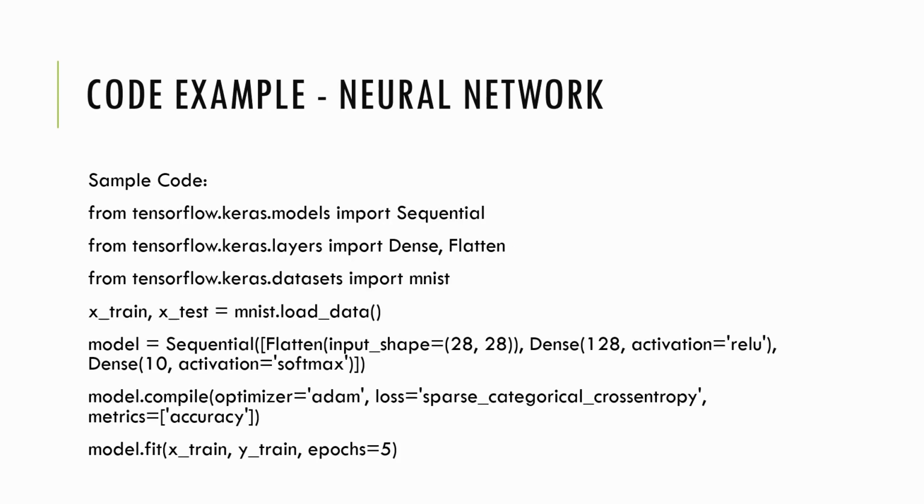Here's a basic example of how to build a neural network using TensorFlow and Keras. First, we import the necessary modules. Then we load the MNIST dataset and normalize the data. Next, we define the model architecture using the Keras Sequential API, adding layers like flatten, dense, and the output layer with a softmax activation function. Finally, we compile the model, specifying the optimizer, loss function, and evaluation metrics, and train it with the training data.